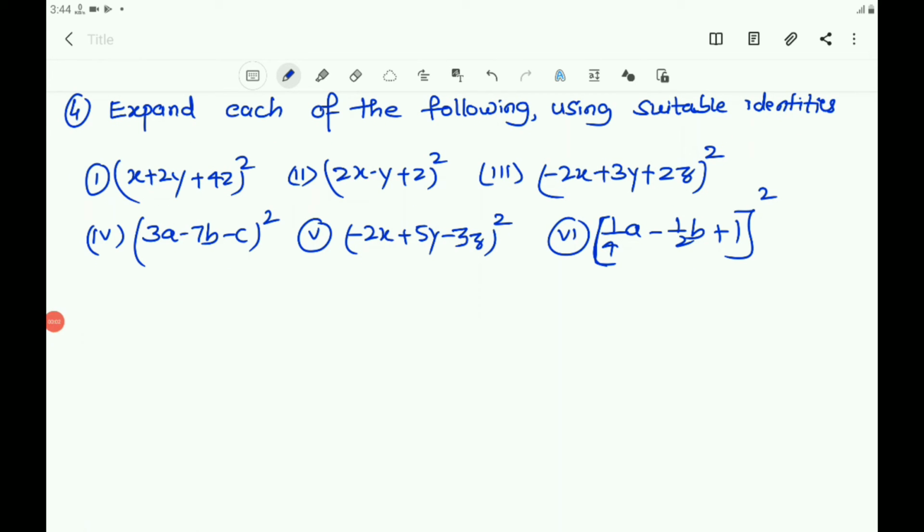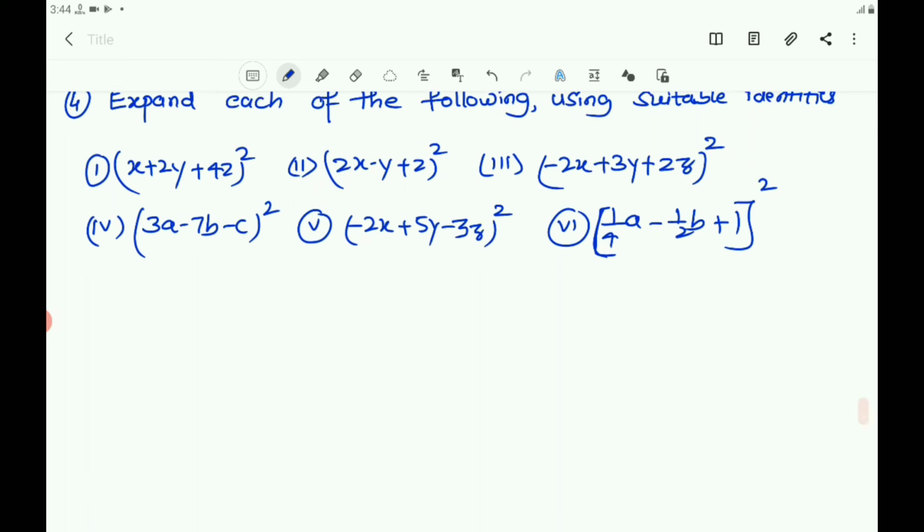All these are in the form of (x + y + z)², that is in the form of the square of a trinomial. You know the expansion of the square of the trinomial, that is (x + y + z)². (x + y + z)² equals, 6 terms are there. They are x² + y² + z² + 2xy + 2yz + 2zx. By using that identity, let us expand the square of all these.